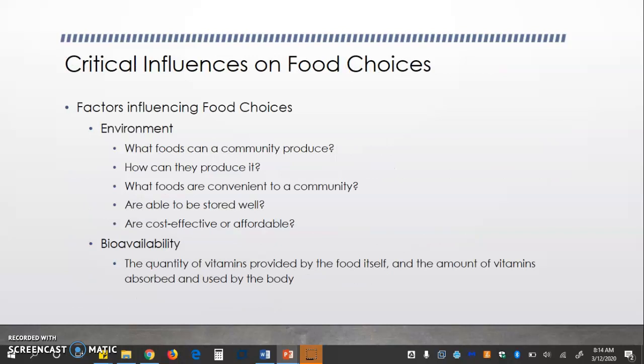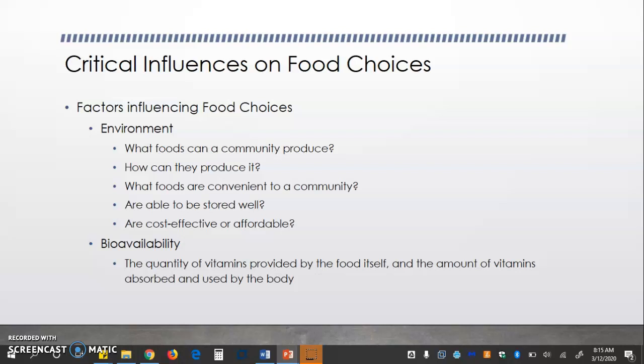So let's talk a little bit about critical influences that result in food choices. There are several factors that determine our choice of food, and the first one that we want to take a look at is environment. One of the first things we want to ask ourselves is, in our environment, what foods can we produce? How do we produce them? Are they convenient? Can we store them well? And then the cost effectiveness or affordability of the foods.